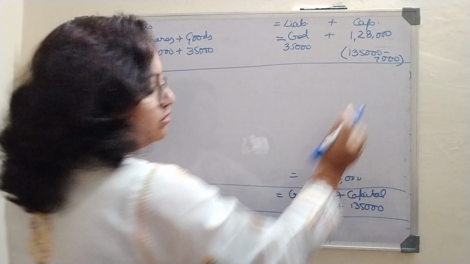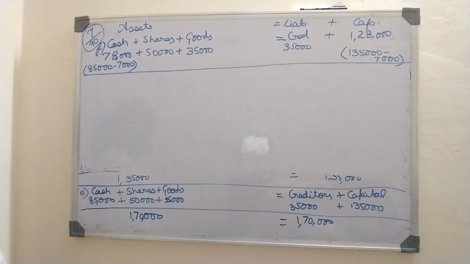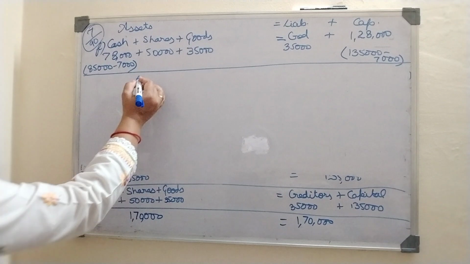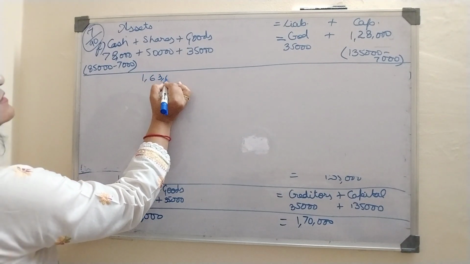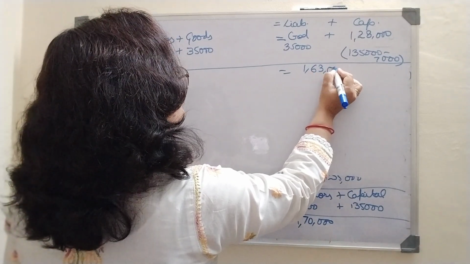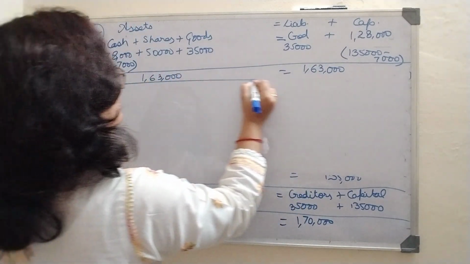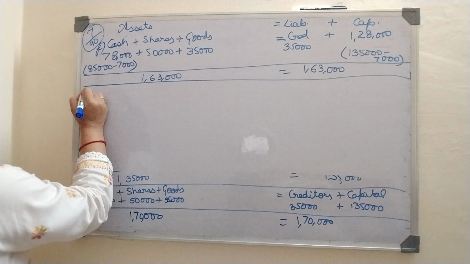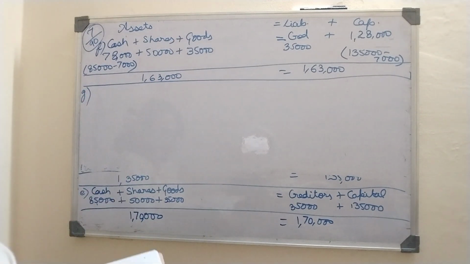Right? So again we will check our amounts. 78,000 plus 50,000 plus 35,000 is equal to 35,000 plus 1,28,000. So we get the total of 1,63,000. Right? Now we move on to the next part, the G part.